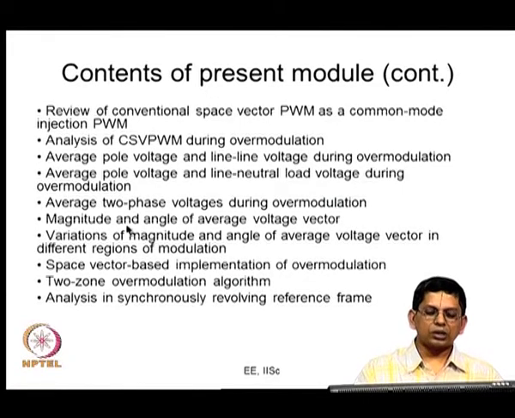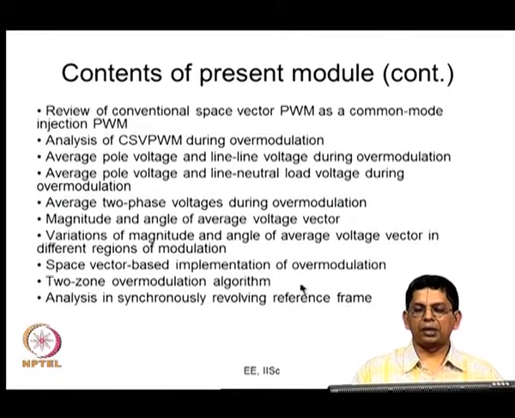Today we will look at how the magnitude of the average voltage vector varies as the inverter goes into overmodulation. Similarly, how does the angle vary? These are certain things we will see. We will see that there are good similarities between sine triangle PWM and conventional space vector PWM during overmodulation, while there are also some differences. This understanding of how these converters behave, that is, the analysis of the voltage source inverter operating with sine triangle PWM or conventional space vector PWM during overmodulation, will help us understand how we can implement overmodulation in space vector terms.